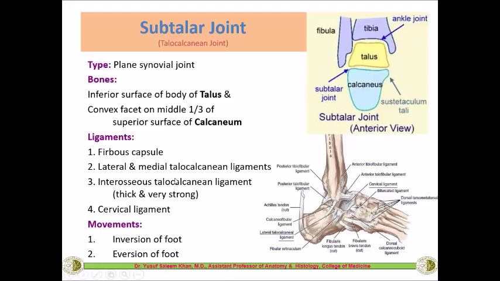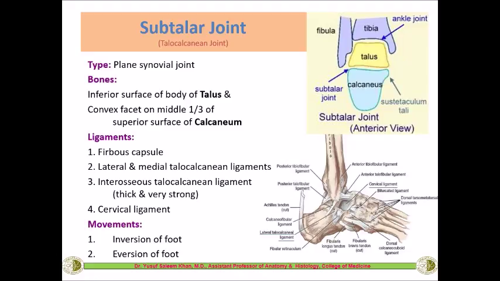Then there is the interosseous talocalcaneal ligament, which is a thick as well as very strong ligament, as well as the cervical ligament. If you look deep inside, you can see here, this is the cervical ligament. These are the four ligaments which help in the stability of this subtalar joint. So the four ligaments are the fibrous capsule, lateral and medial talocalcaneal ligaments, interosseous talocalcaneal ligament, as well as the cervical ligament.